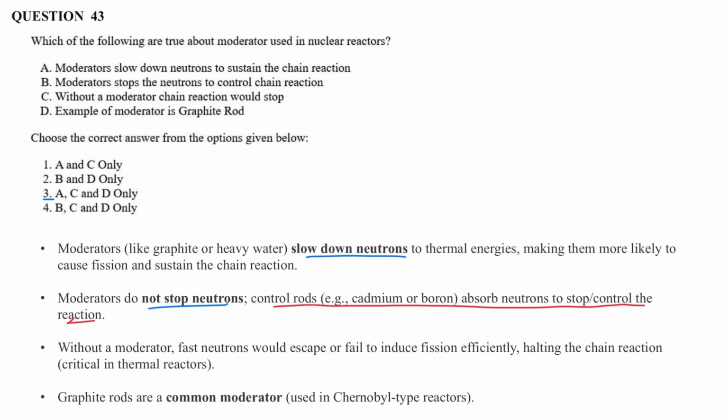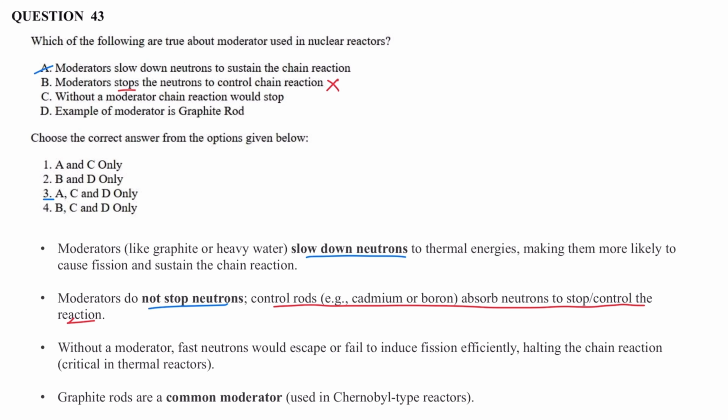Okay, let us see the statements. Statement A, moderators slow down the neutrons to sustain the chain reaction, is correct. Statement B, moderator stops the neutrons and controls chain reaction, is incorrect. They won't stop but they slow down. But control rods stop the neutrons. Statement C, without moderator chain reaction would stop, is correct. Next, statement D, example of moderator is graphite rod, correct. Correct answer is A, C, D.